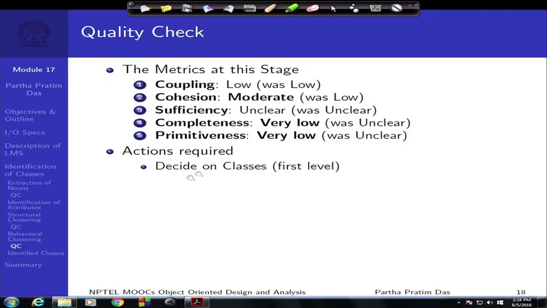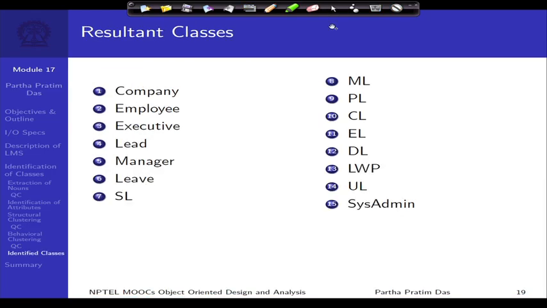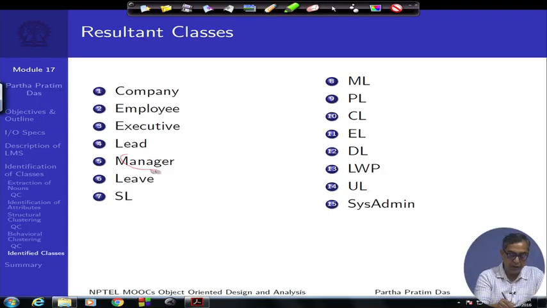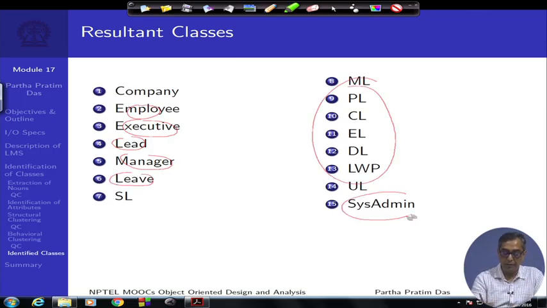The objective of this particular module is to end with deciding on the classes. Of these key abstractions and the supporting ones, let us at least initially agree that all the key abstractions would be formed as classes. This is the resultant set of identified classes: manager, lead, executive, employee, these kinds of roles. We have leave and all the different types of leave. We also have sysadmin, and we have the central company, the organization.